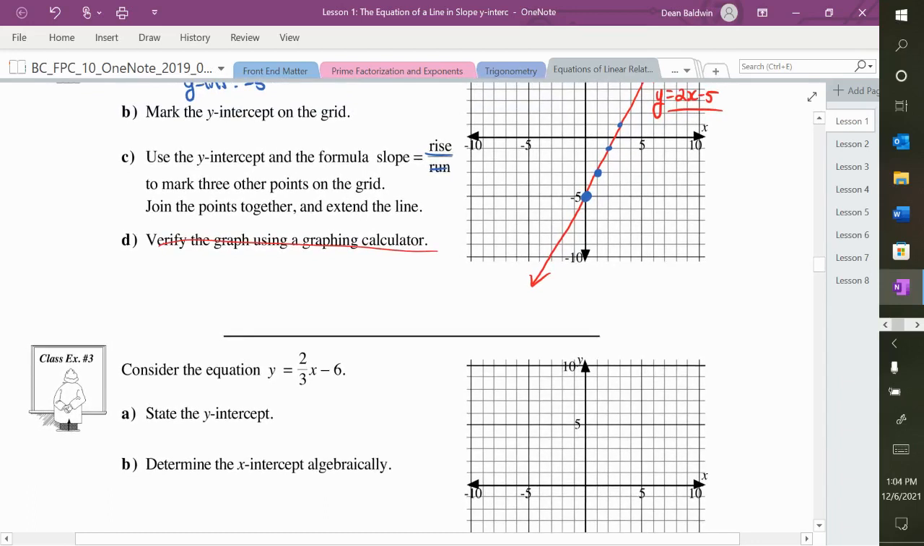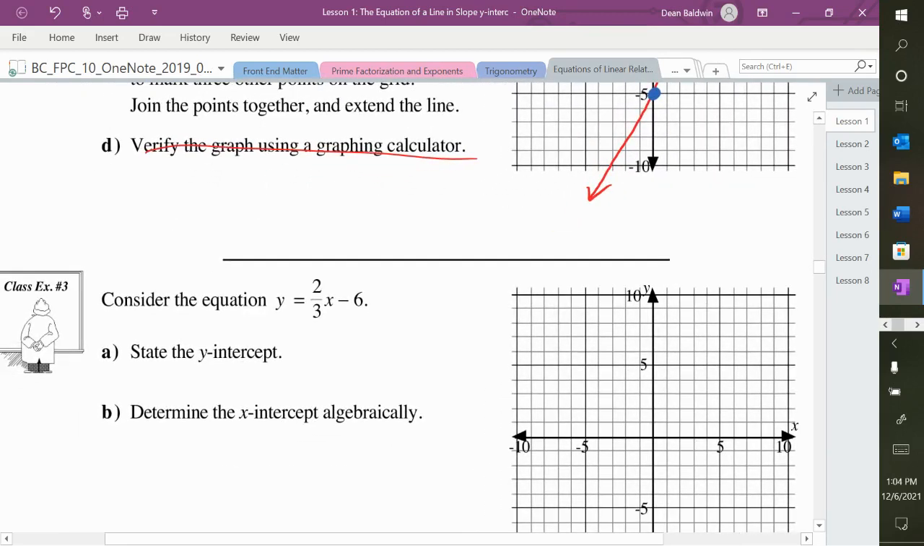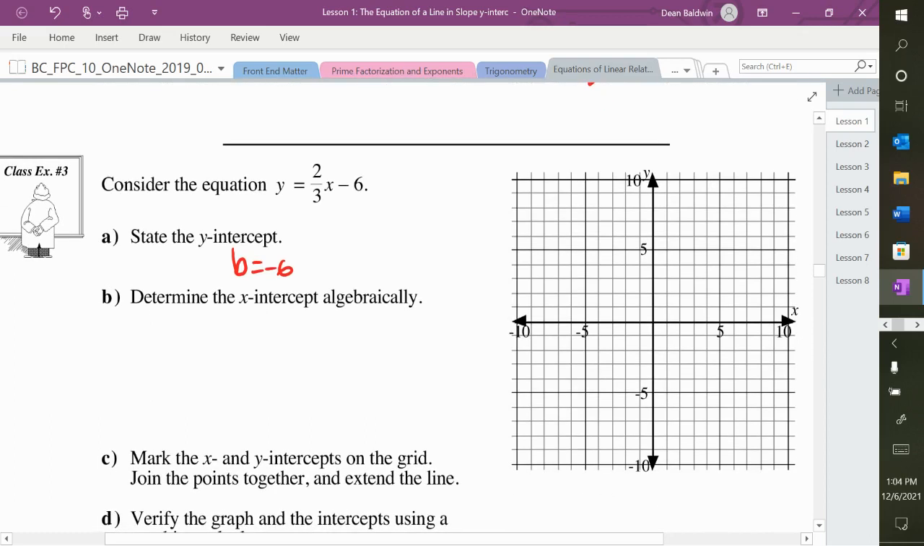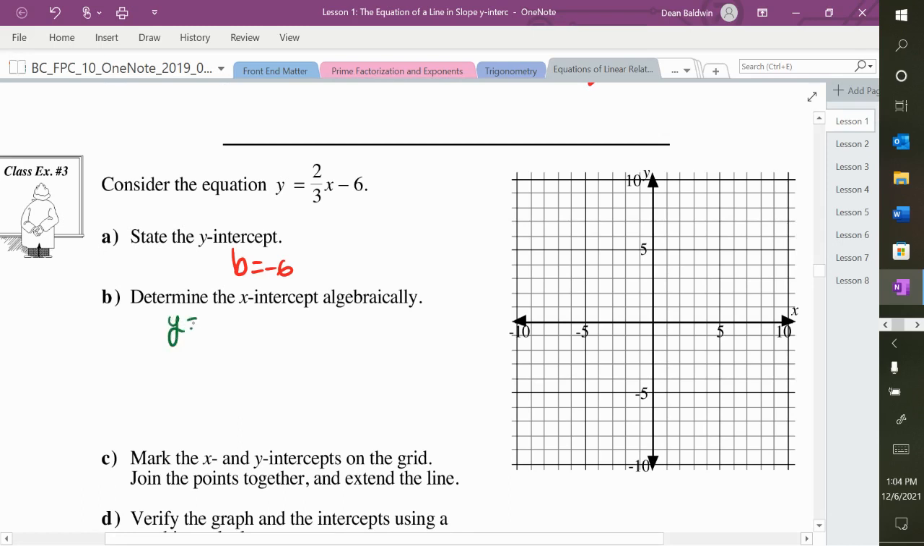All right. There is another way to do it using the equation of the line. y is equal to 2/3 x minus 6. So we're doing a different one. Y-intercept is what? -6. So b is -6. What is the x-intercept? How do you find the x-intercept of a graph? Yeah, but what's the value of y at the x-intercept? 0. So that means y is 0. So if you put y is equal to 0 in here, I get that.